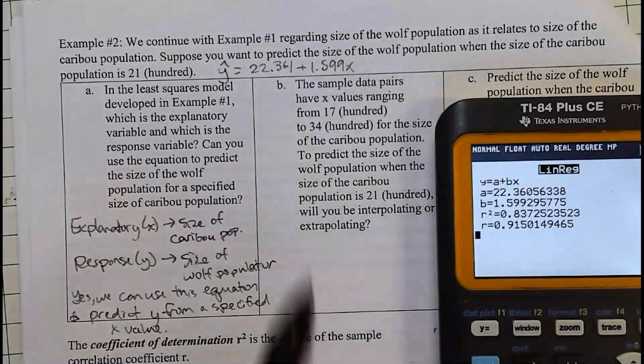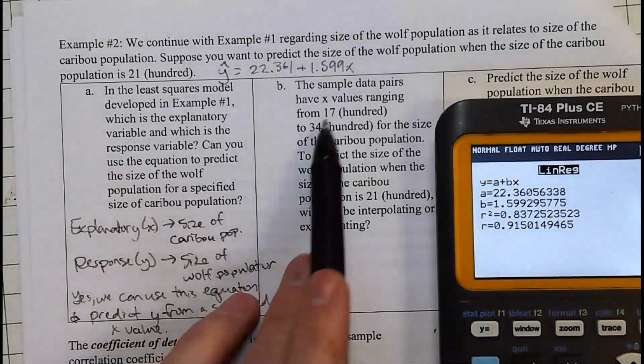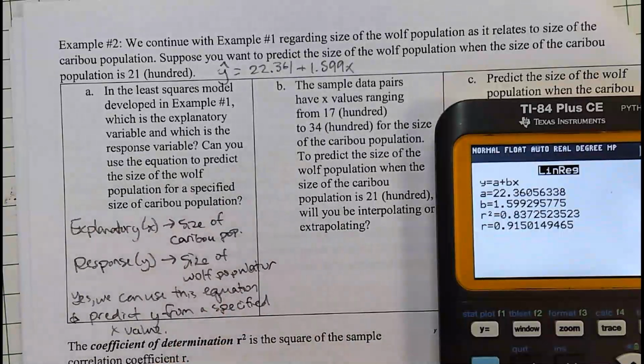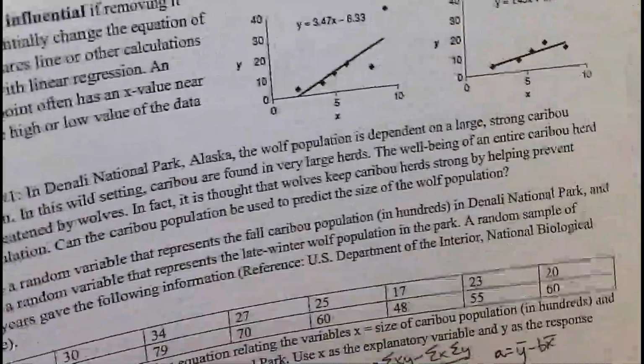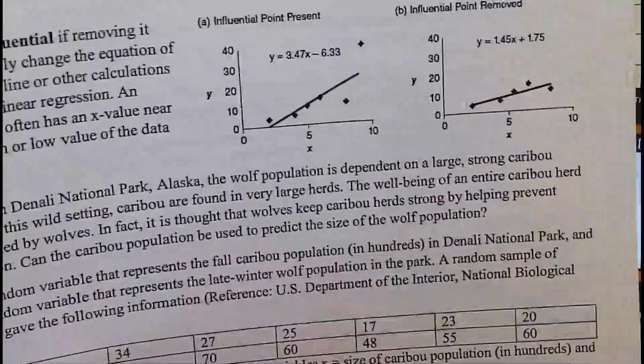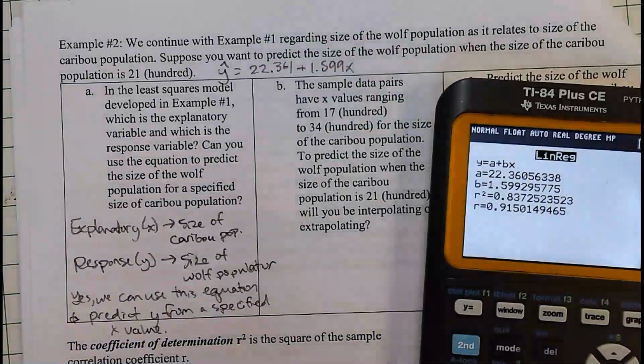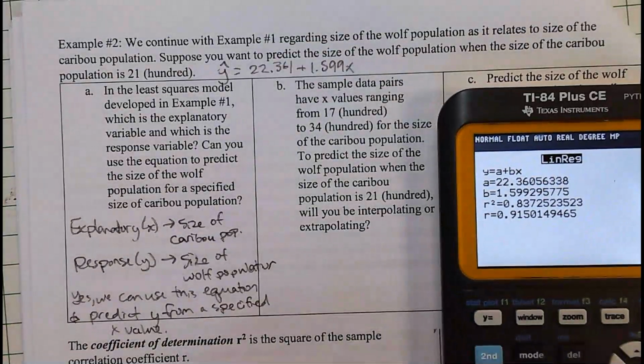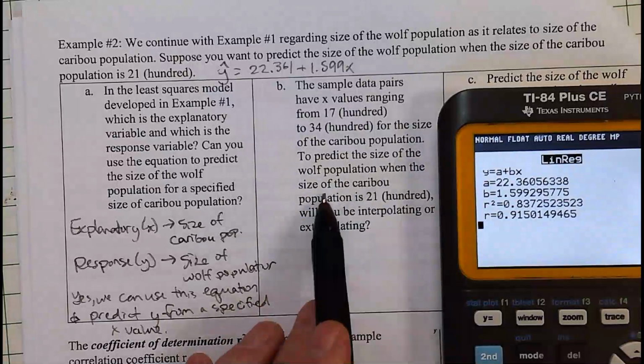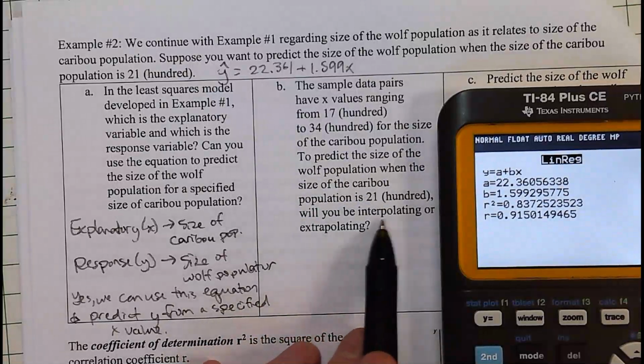The sample data pairs have x values ranging from 17 to 34. So that was my x's. If you want me to confirm that, I go look at my table. My lowest x is 17 and my highest value is 34. Those are my range of x's in my problem. To predict the size of a wolf population when the size is 21, will you be interpolating or extrapolating?